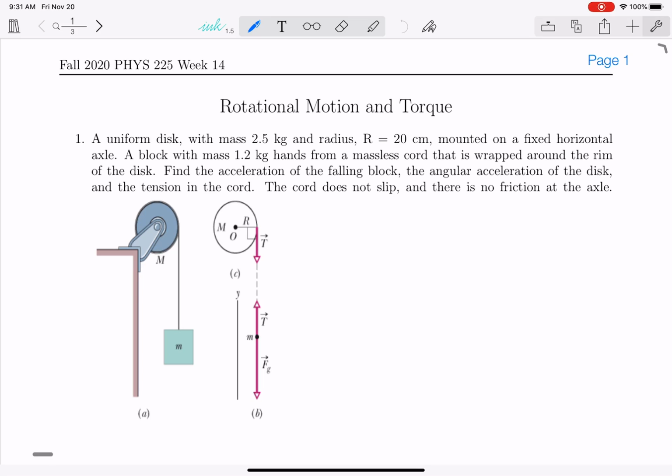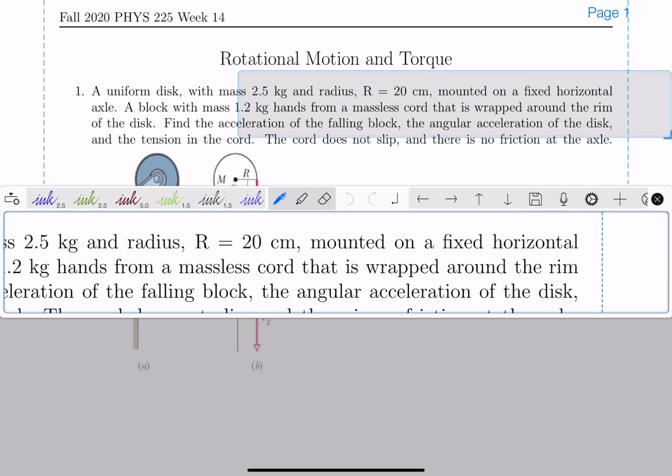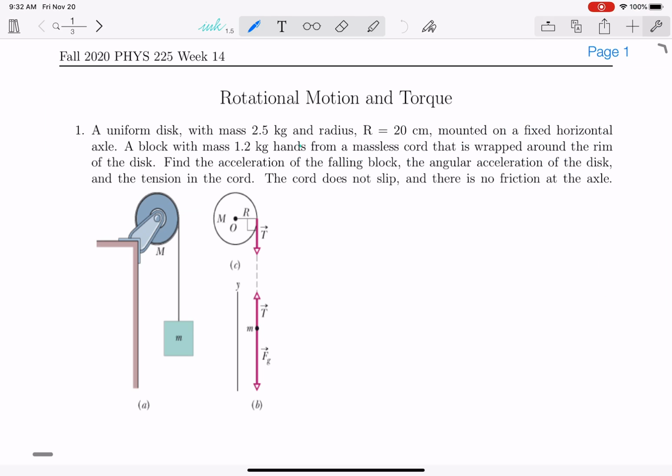Okay, problem number 1: a uniform disc with mass 2.5 kilogram and radius 20 centimeters is mounted on a fixed horizontal axle. A block with mass 1.2 kilogram hangs from a massless cord that is wrapped around the rim of the disc. Find the acceleration of the falling block, the angular acceleration of the disc, and the tension in the cord. The cord does not slip, and there's no friction at the axle.